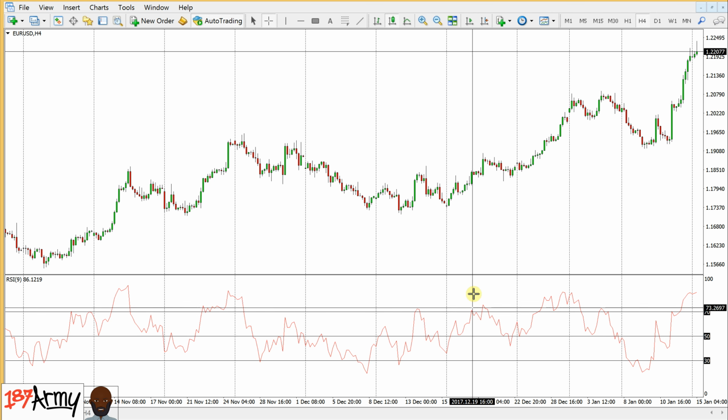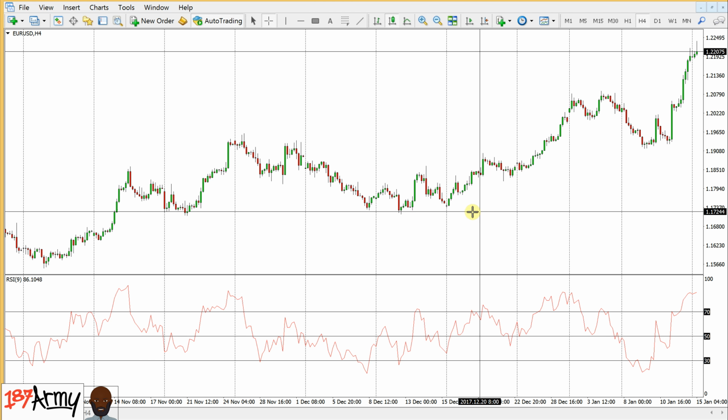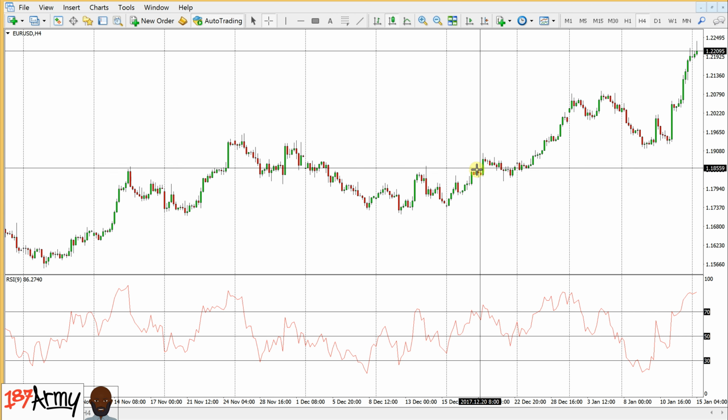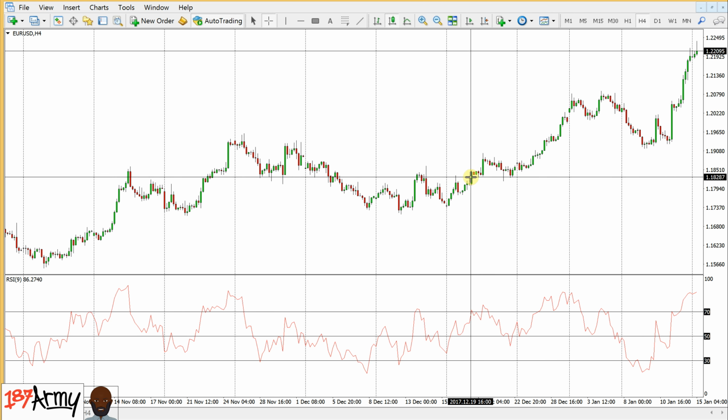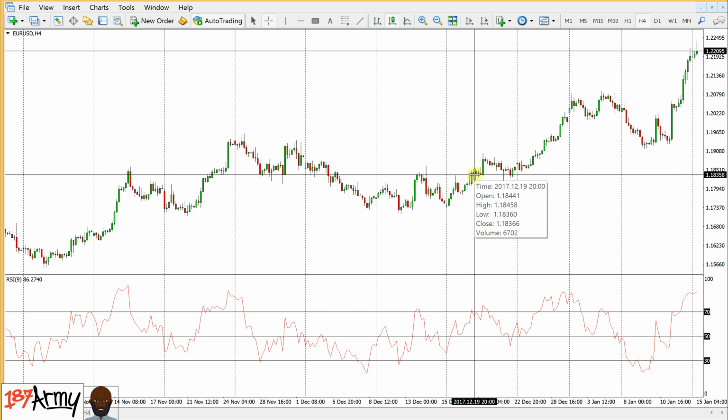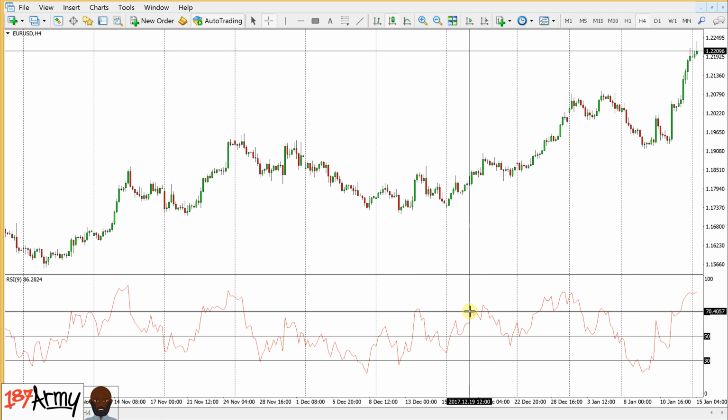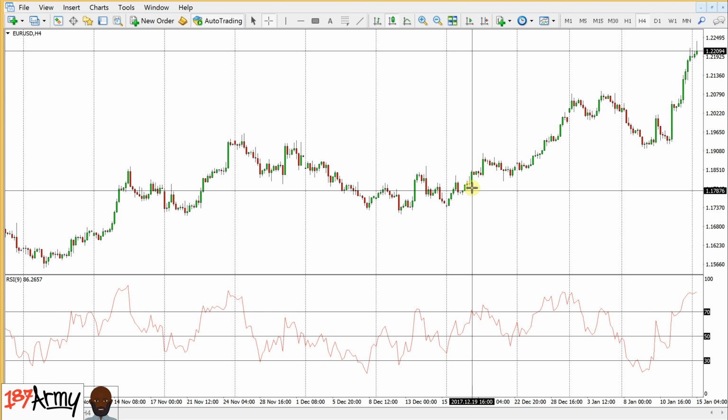But at this point here, you can see that this is the price point, and when the RSI did actually reach the overbought level, price still increased. So in this situation, if you were to use the RSI as a way to tell you when to sell, just based off when the RSI reaches the 70 level, you'd actually make a loss.